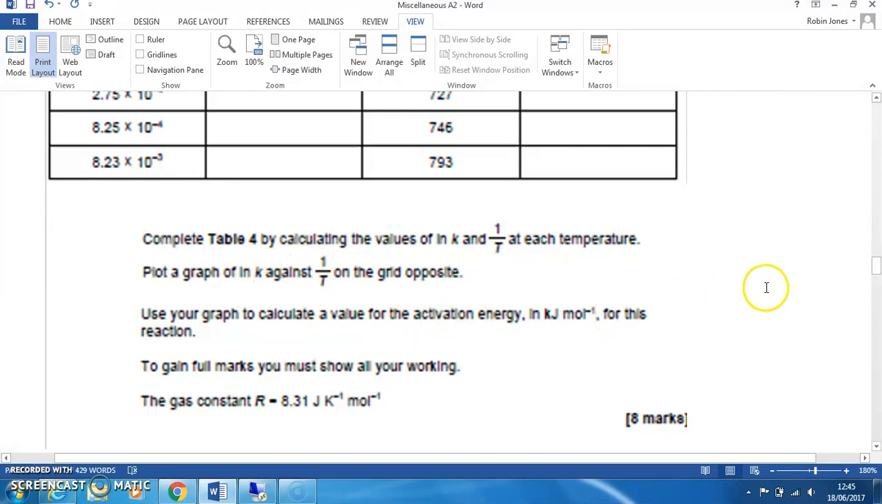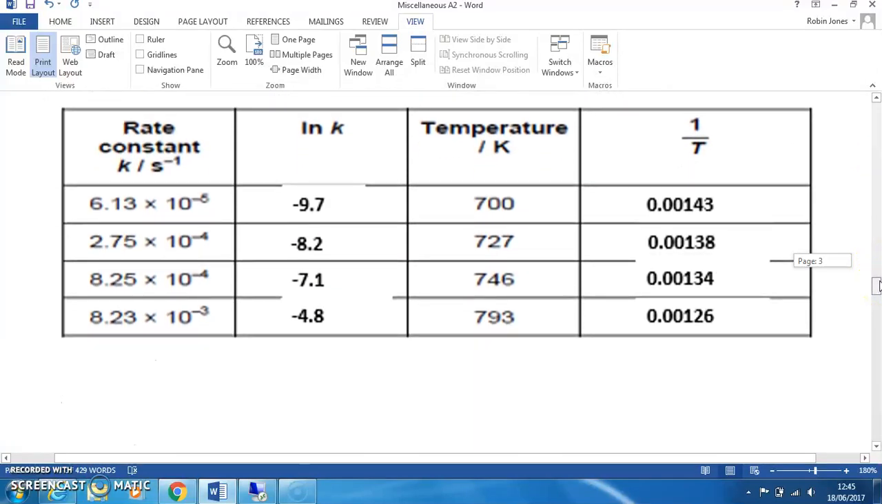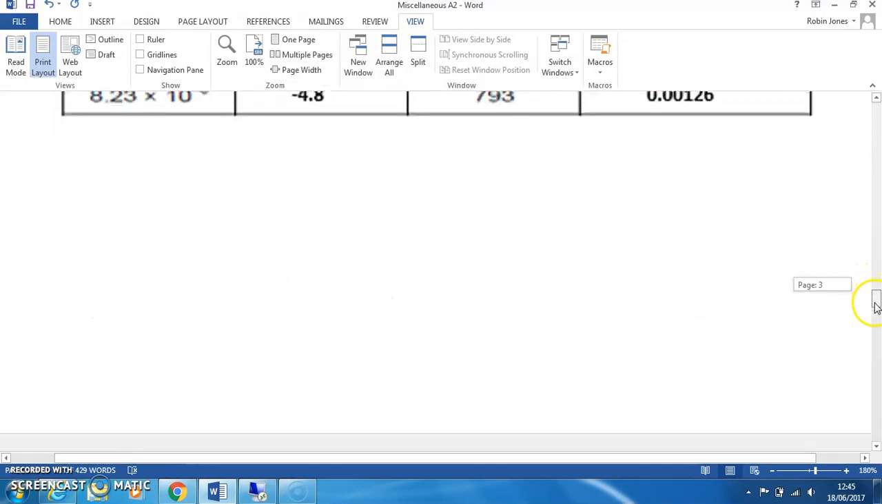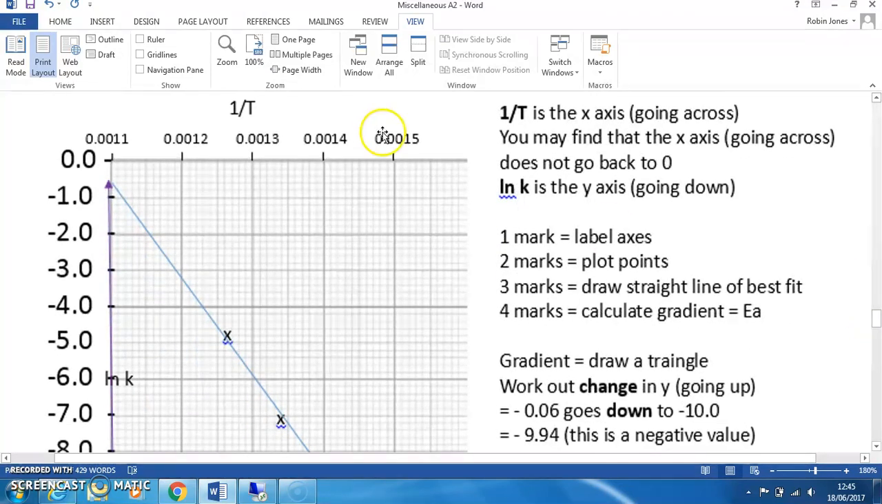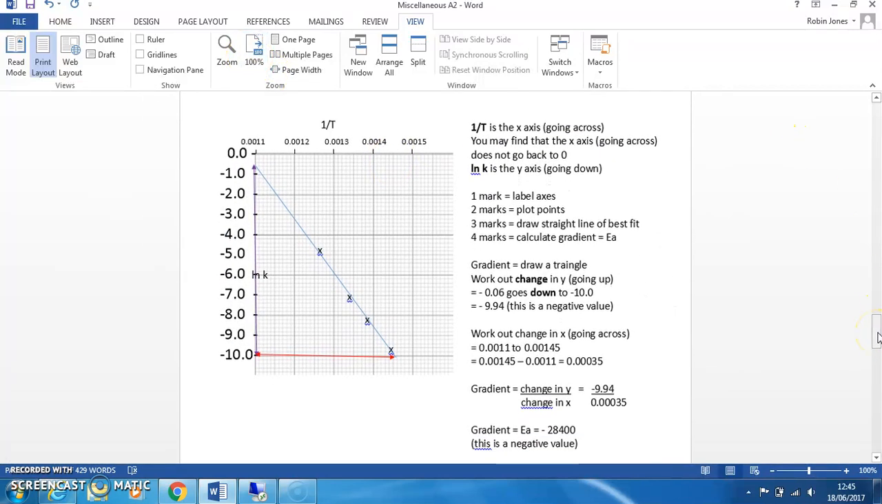It's the gradient of the line. So what you do is this: you get all of your numbers and you plot natural log of k up the side, 1 divided by temperature across the bottom, and you end up with a graph a little bit like that. If you notice, I have got my natural log of k down the side. I've started that at 0 because it seemed to fit, but across the top, these very small numbers, I've not taken it back to 0.